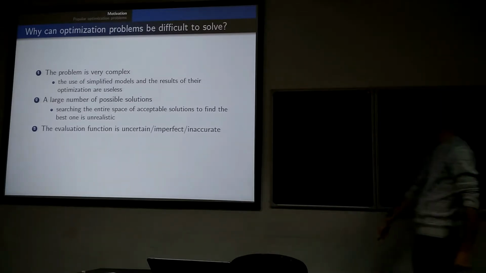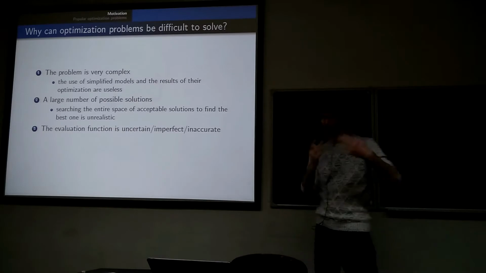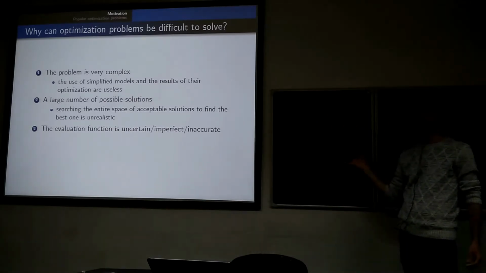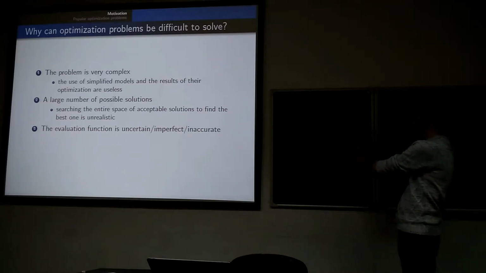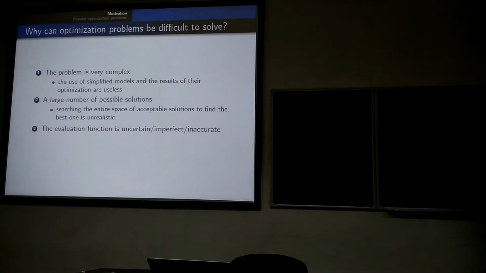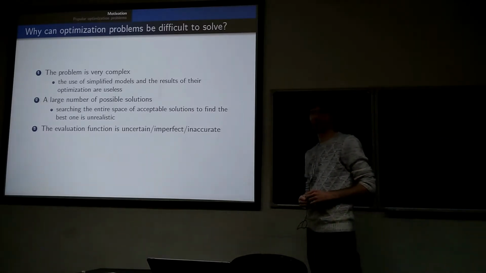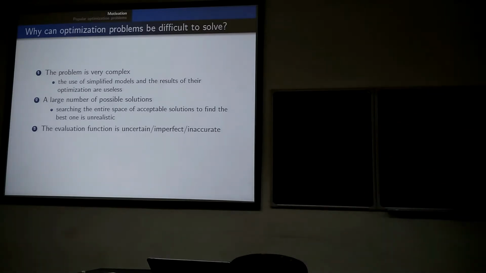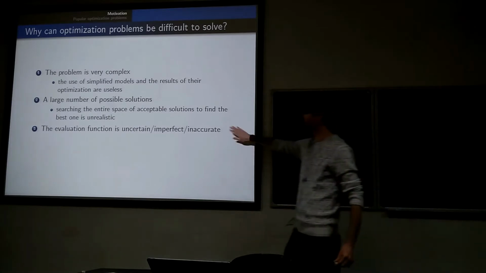And if this function is noisy and imperfect, then we are not certain, like in the traveling salesperson problem, if we were not certain what's the distance between cities, and this distance would vary, like when we use GPS and we never know if there will be some traffic jam or something like this, then we cannot trust the evaluation function. So this is just real life difficulty.